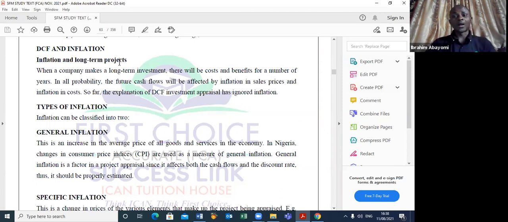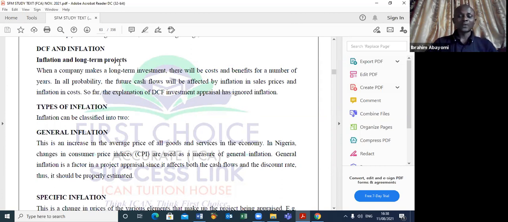So for cash flow, when you estimate a cash flow for this year, for instance, that cash flow may have been affected by the inflation rate in the next period. If I say my cash flow is 5,000 naira every year, for instance, that 5,000 naira next year, apart from discount, must have been affected by inflation rate. Because of that, you need to ensure that you factor in the effect of inflation whenever you are estimating your cash flow.